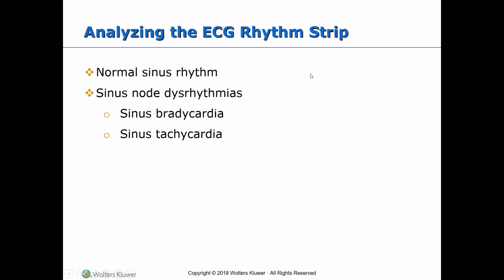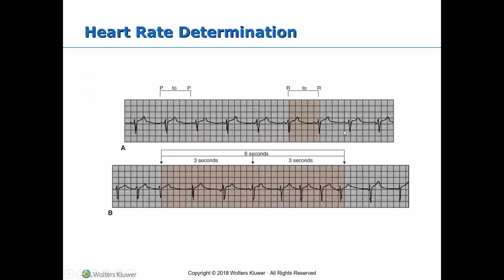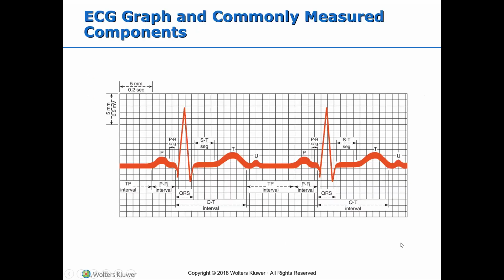And so when you're analyzing the ECG rhythm, you have normal sinus rhythm, and then you have the sinus node dysrhythmias, the sinus Brady and sinus tach, which we've already done on the other slide. But you can tell by this one that the P to Ps, the R to Rs, and then in a 6-second strip, 1, 2, 3, 4, 5, 6, 7. So that's a heart rate of 70. And then this is the ECG graph and commonly measured components. This is similar to the other lecture that we did. Same thing, just on one slide.